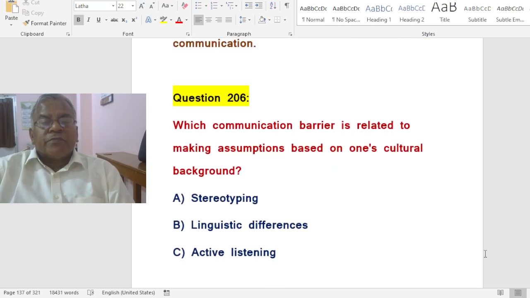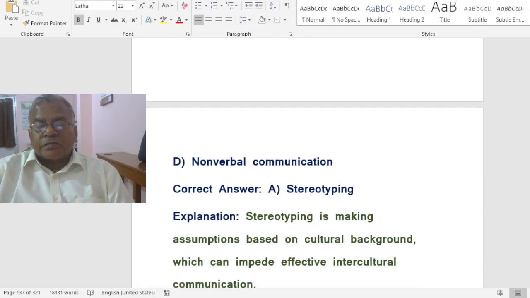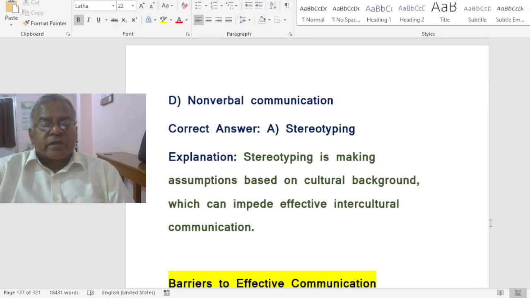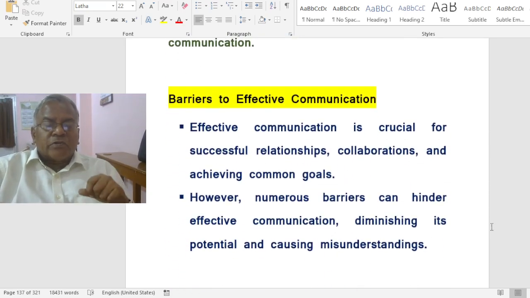Which communication barrier is related to making assumptions based on one's cultural background? That is stereotyping. Stereotyping is making assumptions based on cultural background, which can impede effective intercultural communication. We already explained to you what the barriers to effective communication are.